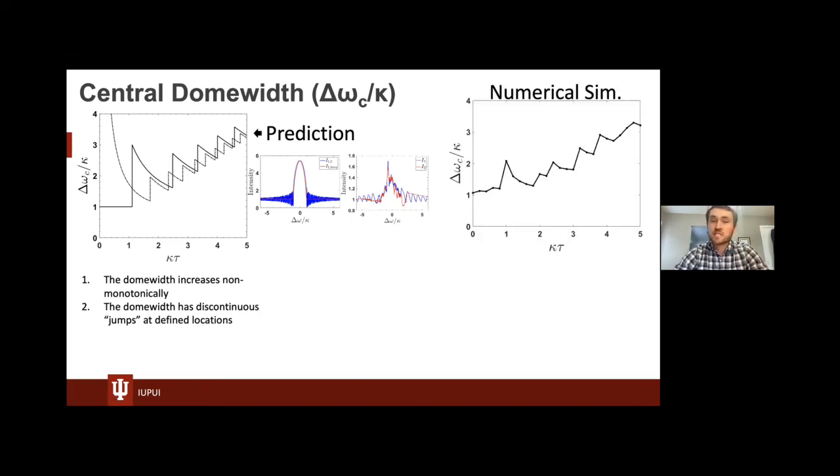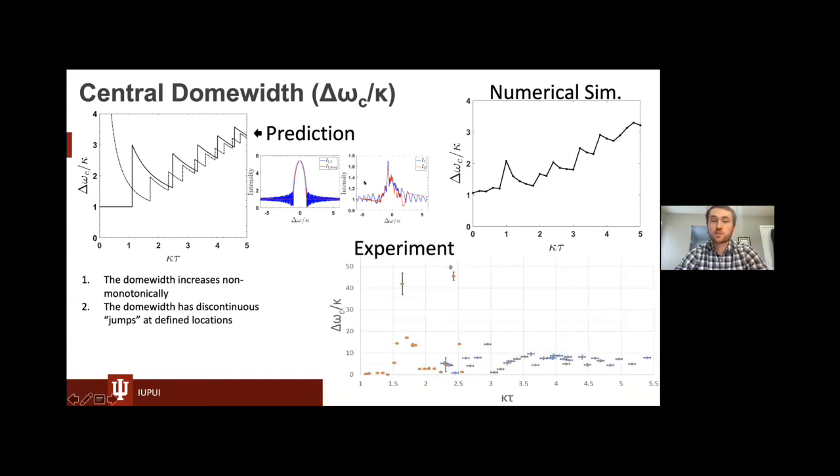So numerical simulations seem to match that prediction very well. Again, that's what I plotted in the top right corner here. Our experimental results look a little messy, but the main features are still there. So this bottom right picture is our experimental results for the dome width, the central PT transition region. We see a general overall increase of the PT transition. So the numbers go up, and there are these spiky jumps that occur at the locations where they should, based on the prediction here. So again, the two main features of the prediction are met, even though the exact form may not agree 100%.